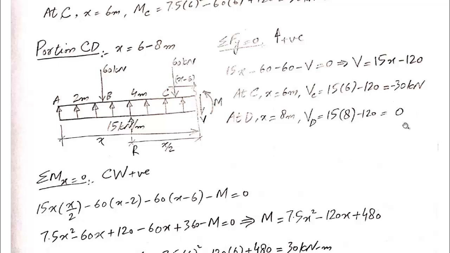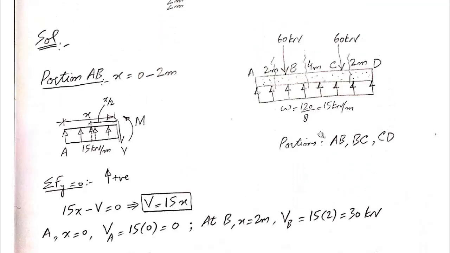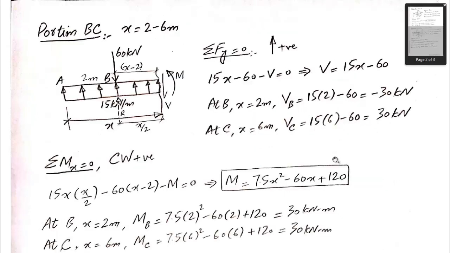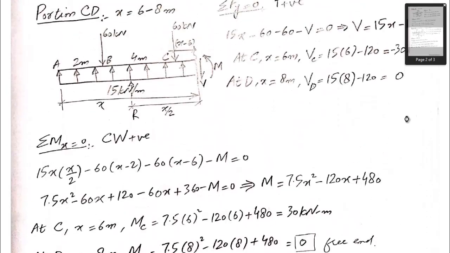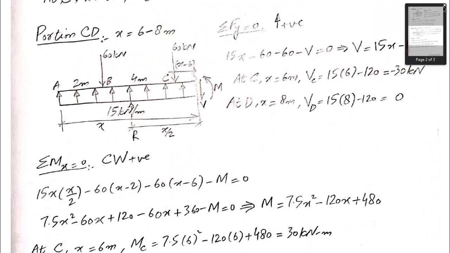Now is this 0 logical or not? What do we have at point D? Let's go back to our main figure. Point D is a free end, and at point D there is no point load acting. So we know that at free end, if no point load is acting, the magnitude of shear should be equal to 0, which indicates that this zero value of shear for point D is totally logical.